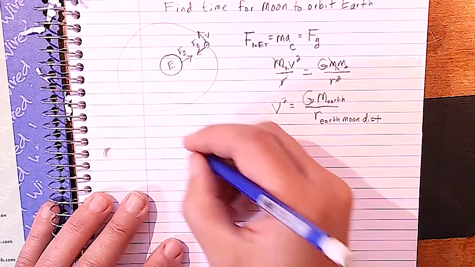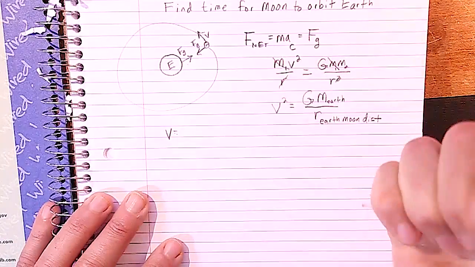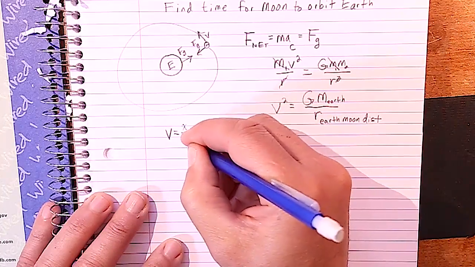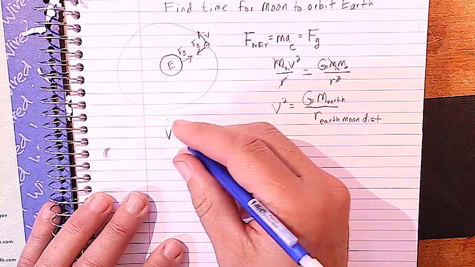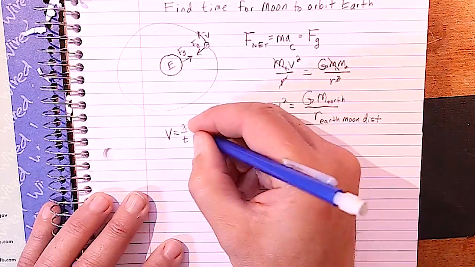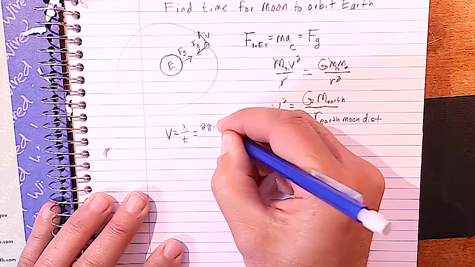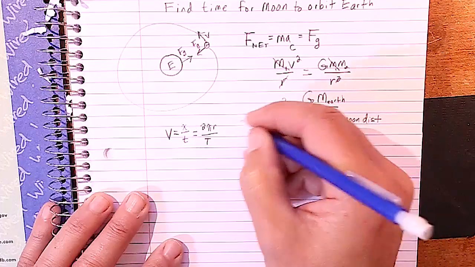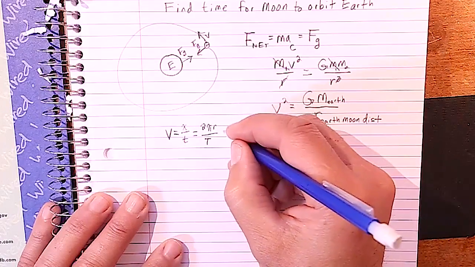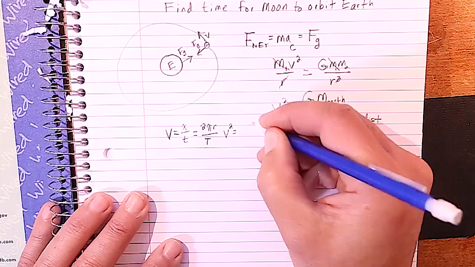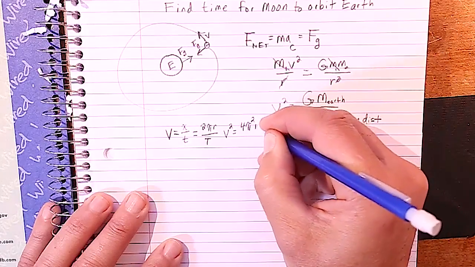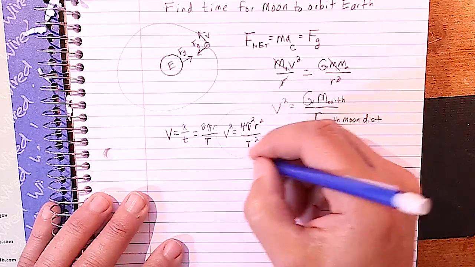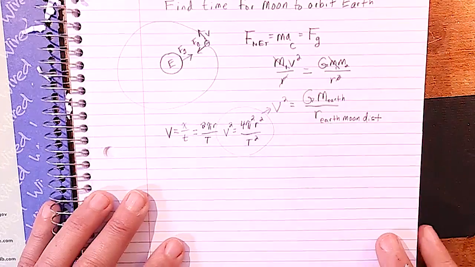So we can do a little side derivation here and say that v, the velocity of the object rotating, is equal to x over t, so that's one lap around the Earth, and how far is that? Well, it's the circumference, so that's 2 pi r. And what do we call the time for one revolution? That's called the period. And so we end up squaring both sides with v squared equals 4 pi squared r squared over T squared. Now, why did we do this? Well, it's because we can sub it in for v squared.